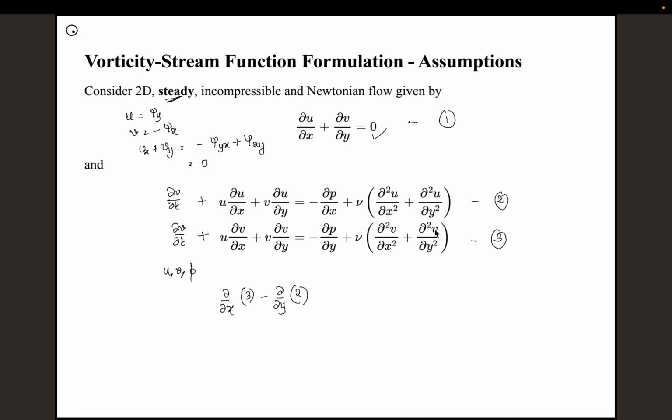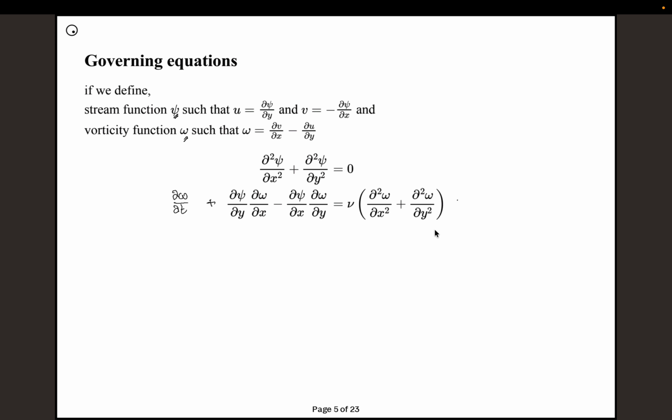And we have one more equation. This is one equation. The other equation is from this. You substitute v equals minus del psi del x and u equals del psi del y, then we'll have this equation: del square psi del x square plus del square psi del y square equals minus omega. So here again we have two equations and two unknowns. The two unknown variables are psi and omega, which we'll be able to solve.